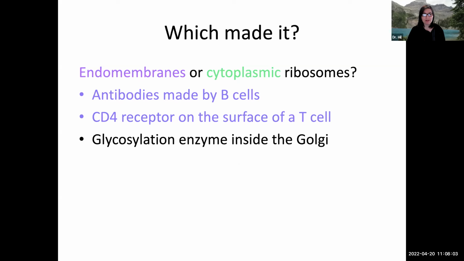Okay, one of the things that happens in the endomembrane system is that things that are going to go outside the cell or that are going to be displayed on the surface of the cell, like antibodies or receptors, need to get decorated with sugars. And that process is known as glycosylation. The enzymes that do this job live inside the Golgi. They're called resident Golgi enzymes. If we want to make one of those, do we go through the endomembrane system or just make it in the cytoplasm?